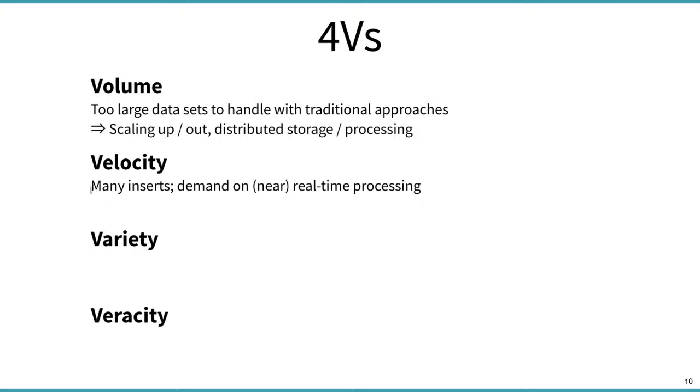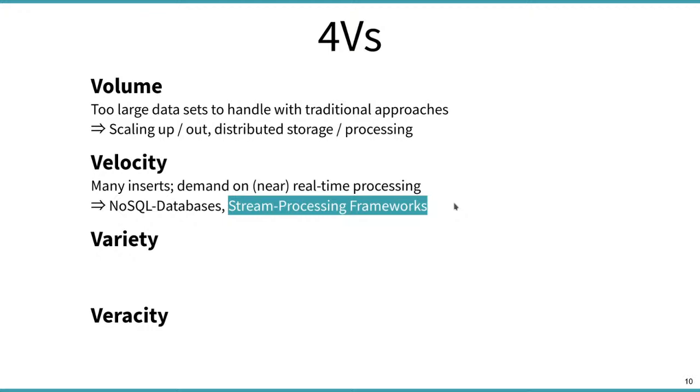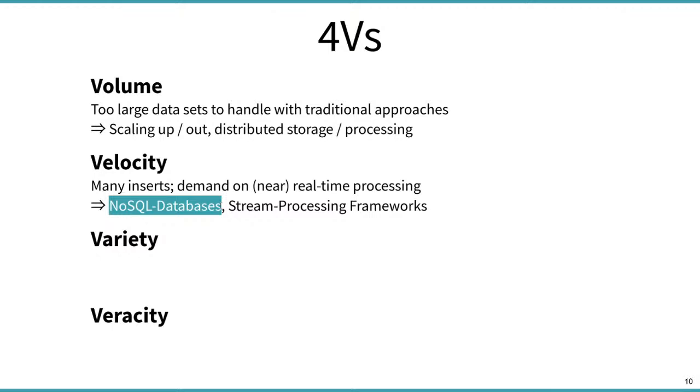Velocity means, on the one hand, many inserts per time unit, and on the other hand, the demand for real-time processing or near real-time processing. And a solution for that are streaming platforms. Not Twitch and YouTube, but data stream processing frameworks like Kafka, Spark Streaming, Flink, and NoSQL databases, some of them are also optimized for a high velocity. Because relational databases are optimized for the data is there, and you write select queries much more often than insert and update. So the data can increase and they can update and there are deletions, but the most often query is a select query. That's what relational databases are optimized for.